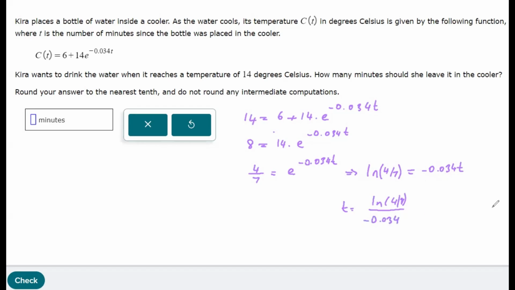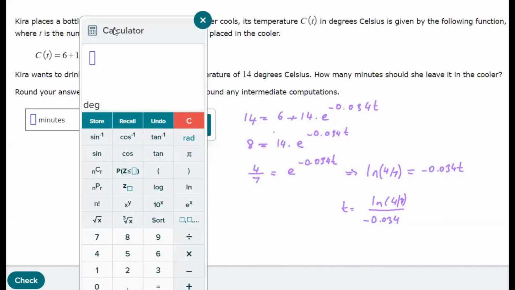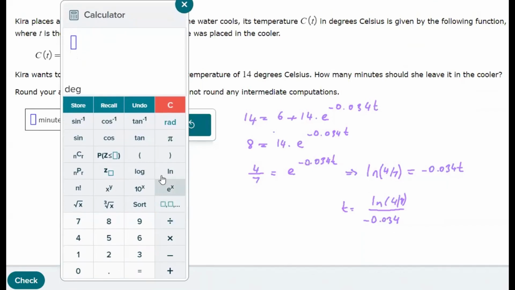Okay, so if I plug this into a calculator, I should be getting my answer. So we have natural log of 4 over 7, and then this will be divided by a negative number, 0.034. Think about this: we are looking for the number of minutes, but the denominator is a negative number. If your numerator is positive, then the result doesn't make sense, because positive divided by negative is negative, and the time shouldn't be negative. So the numerator should be a negative number. Natural log of 4 over 7 should be a negative number.